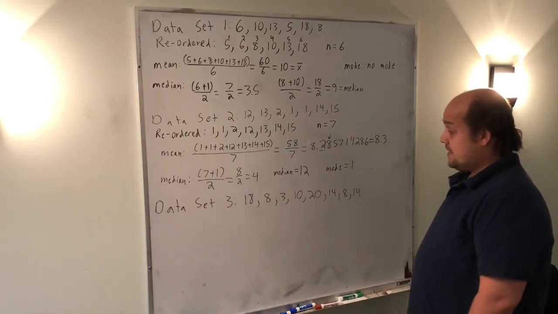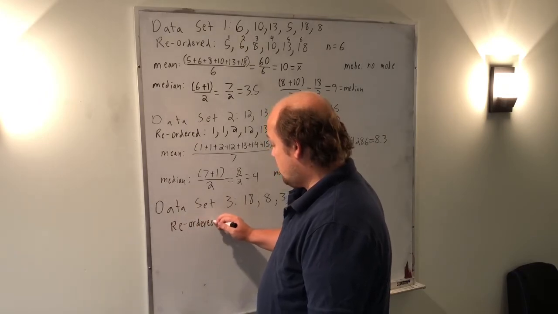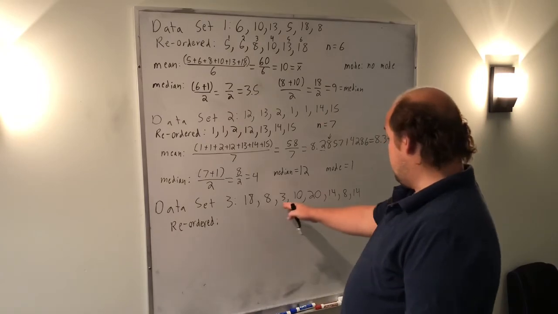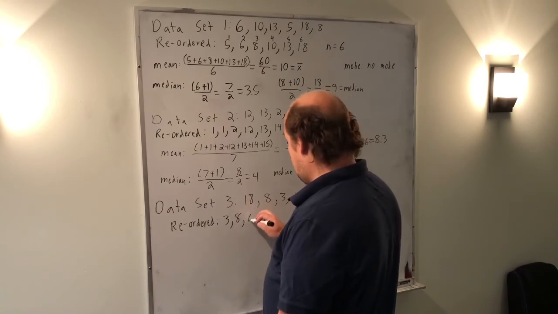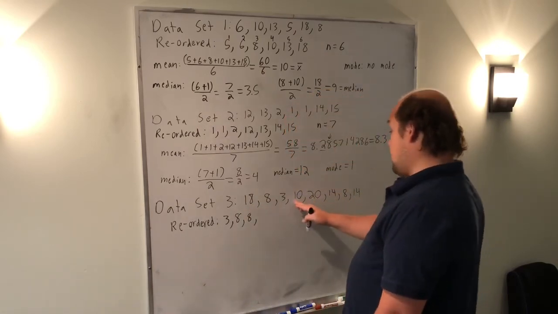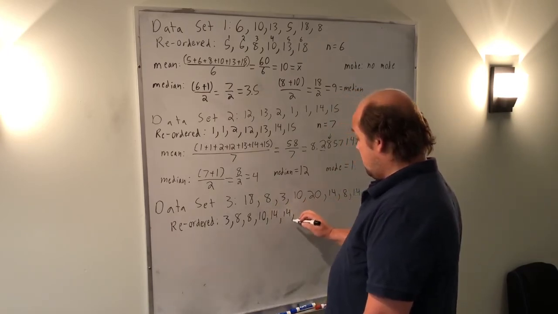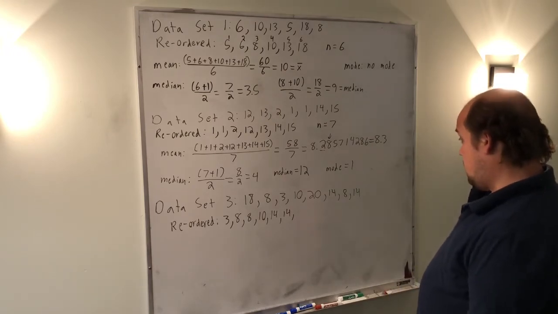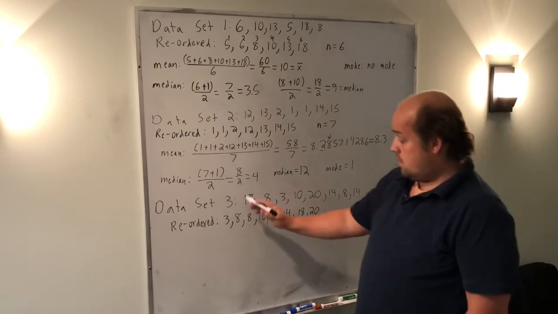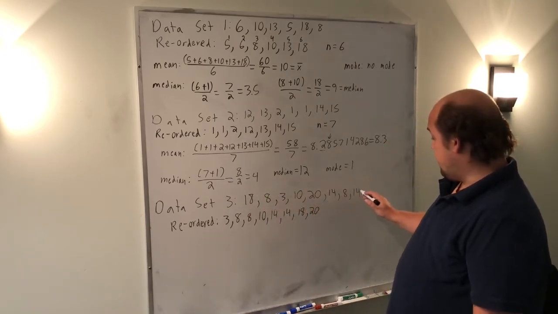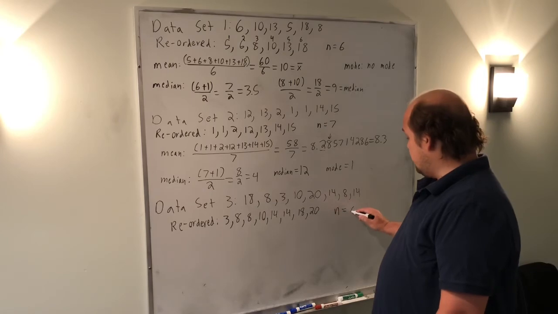When I get to the final data set, again, I'm going to start by reordering it. So here I see the smallest number is 3. And then I see an 8 and another 8. Then I see a 10. Then I see a 14 and another 14. Then I see an 18 and then a 20. 1, 2, 3, 4, 5, 6, 7, 8. So n equals 8 here.